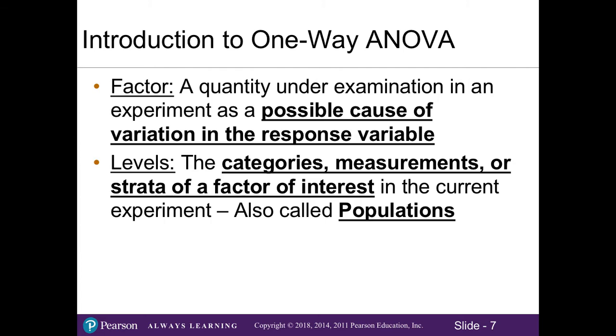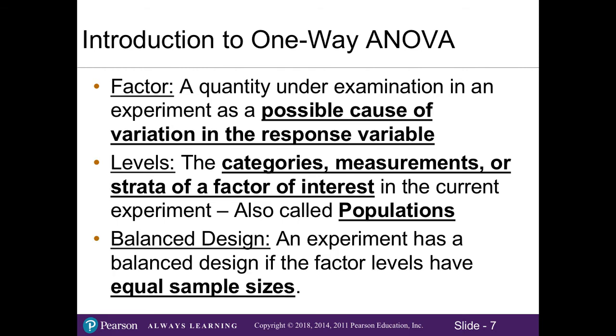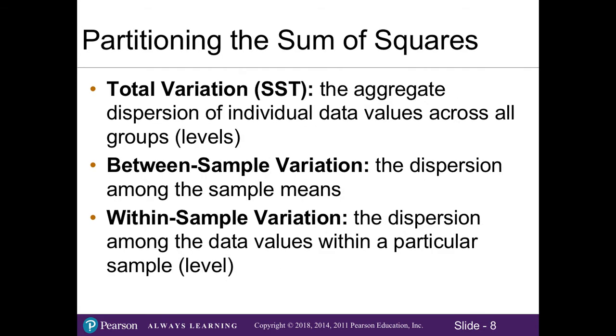Next is levels. The level is the categories, measurements, or strata of our factor of interest. In other words, it's the number of populations we're studying. So using my example, the 4 sections of business stats would be our levels. A balanced design means that our experiment has the same sample sizes. So let's say I take a sample of 10 students from each of my sections in order to do a balanced design one-way ANOVA. We also need to understand the idea of partitioning the sum of squares.